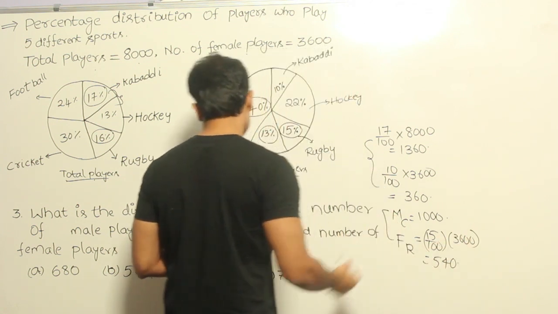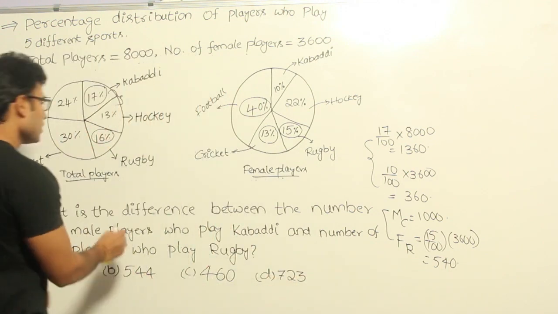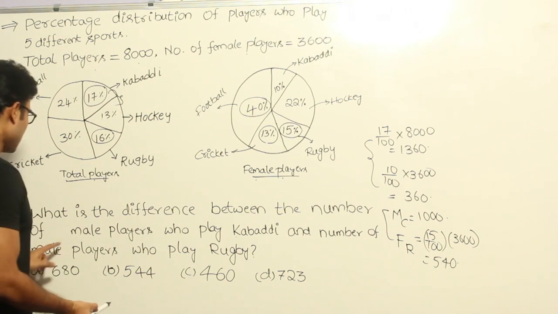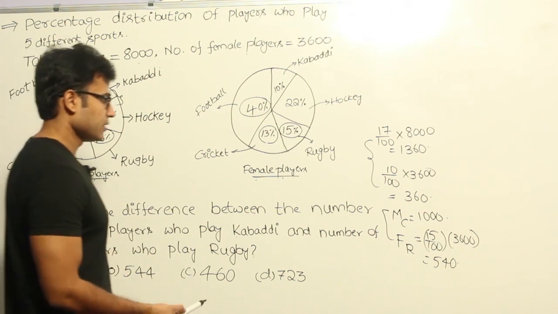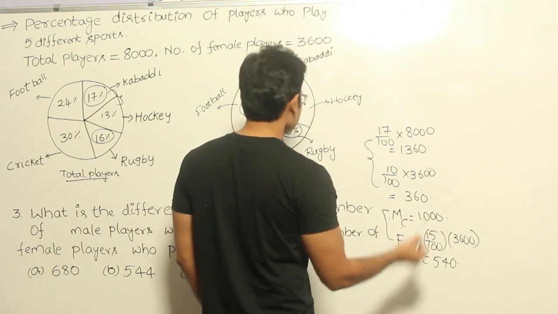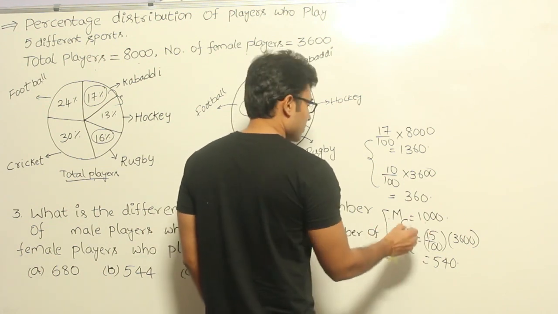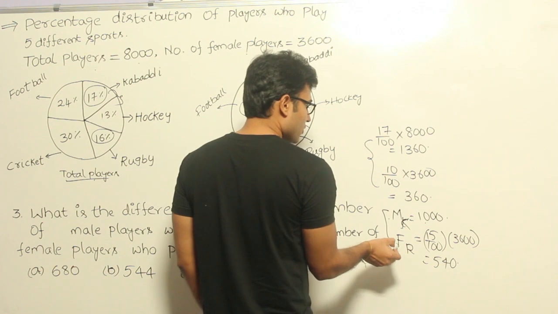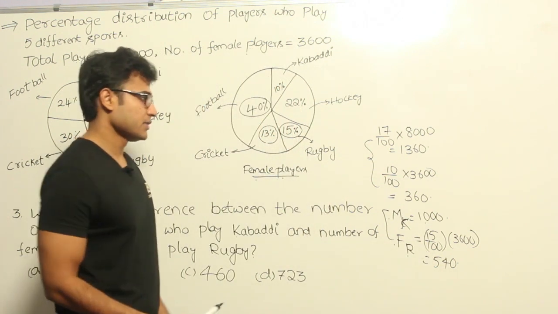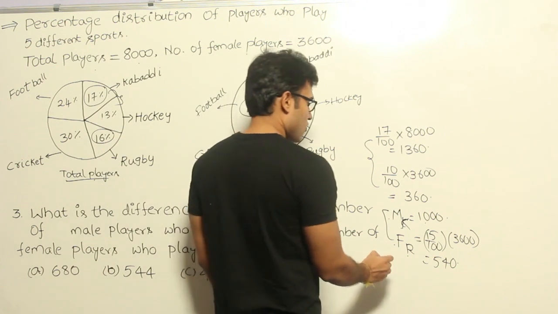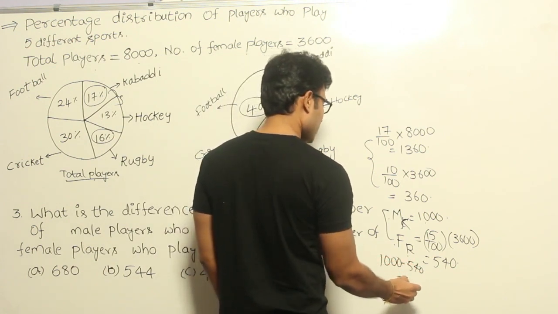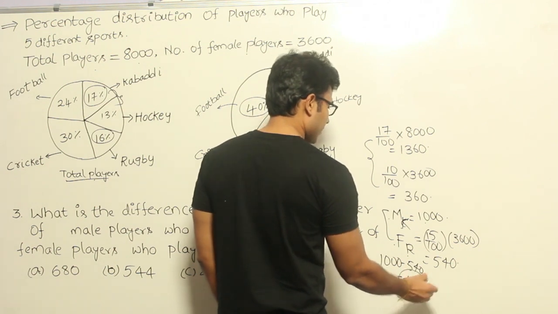Now we want the difference. So that is what they are asking. What is the difference between the number of male players who play kabaddi and the number of female players who play rugby? So the number of male players who play kabaddi is given here, right? And the number of female players who play rugby is given here. Now we are supposed to find out the difference. The difference is 1000 minus 540, so it is going to be 460. Okay.